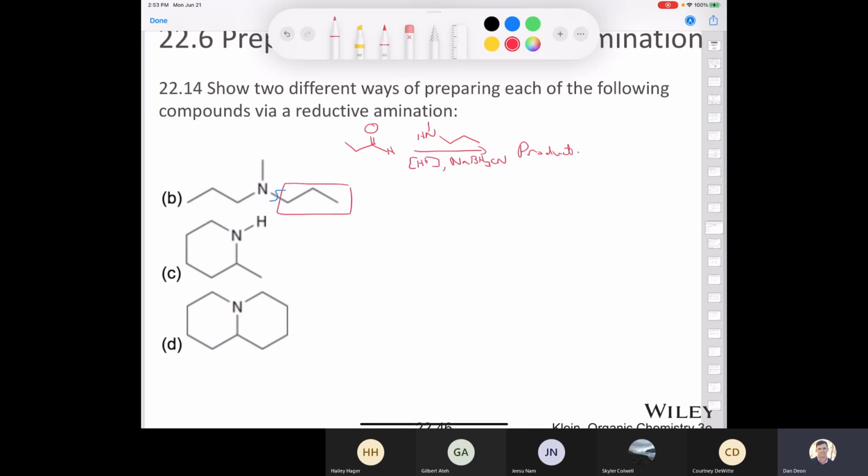Now, there is another cleavage that we could do. If we were to break this bond right here, the methyl, then what would the aldehyde look like that we're going to start with?